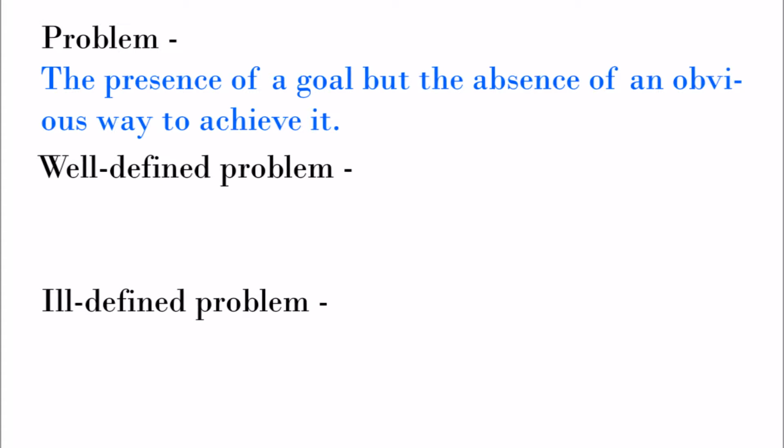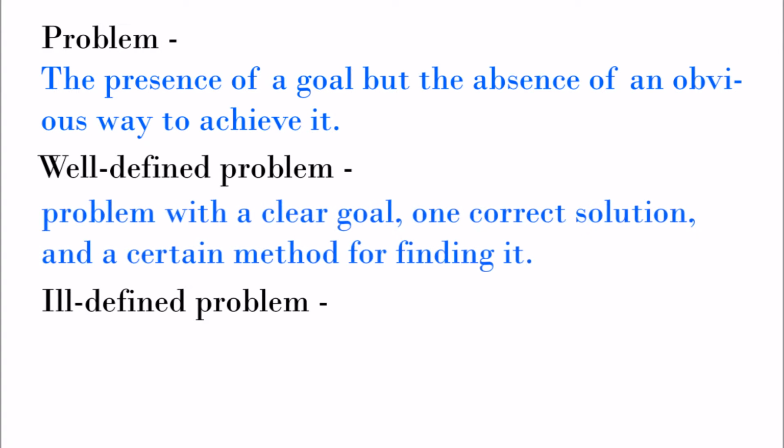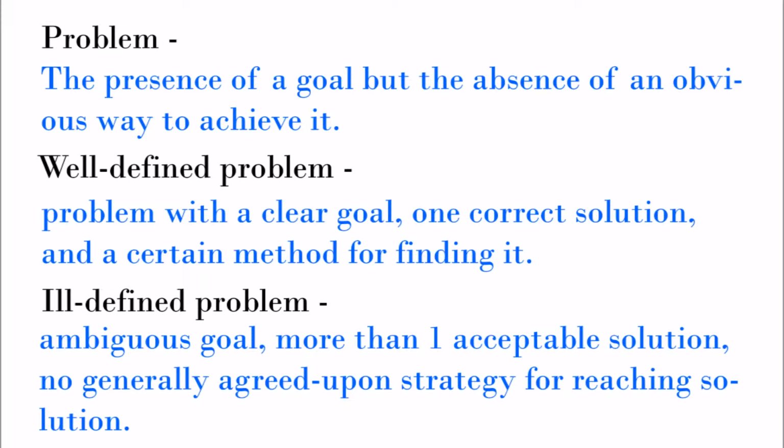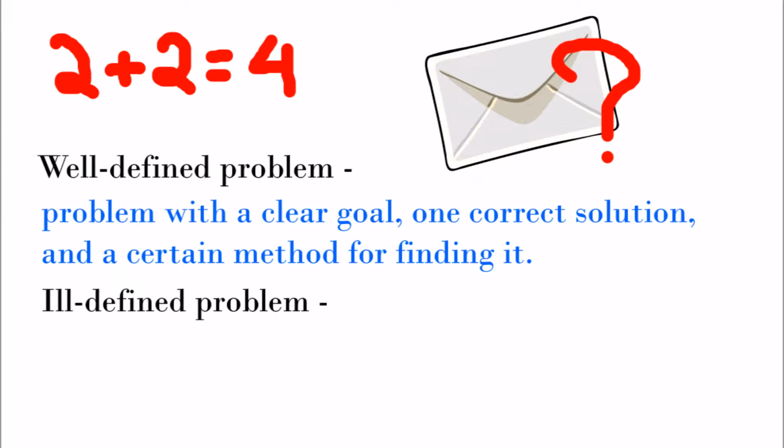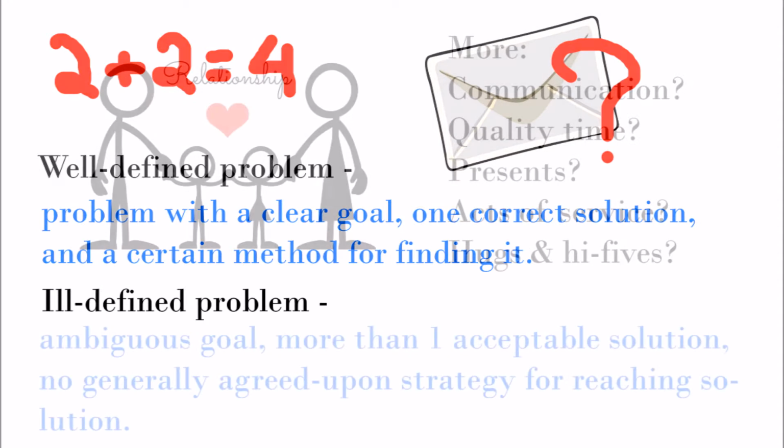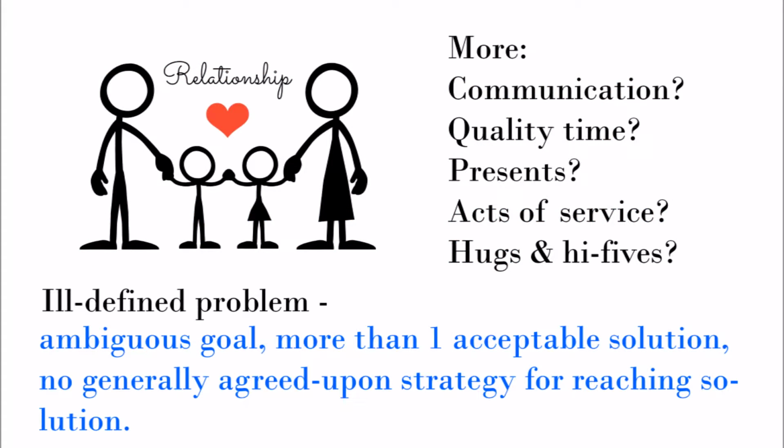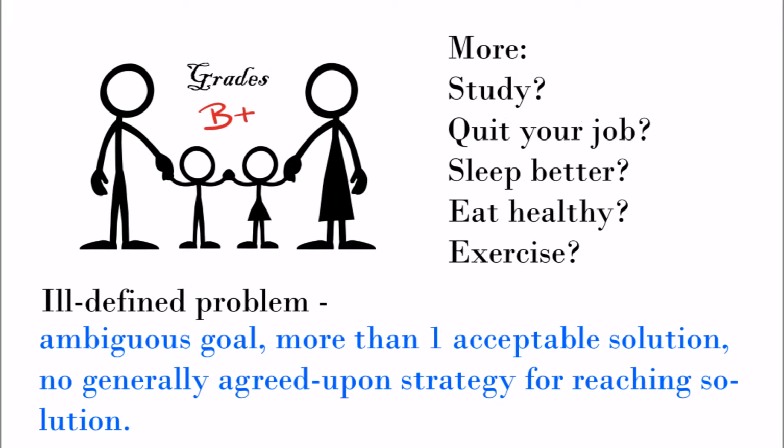The way to approach the learning of concepts is to illustrate them as problems. A problem can be well defined, which is a problem that has one correct solution or a certain method for finding it, or ill-defined, which is an ambiguous goal with more than one acceptable solution, and no general agreed-upon strategy to reach a solution. Well-defined problems have straightforward answers, such as 2 plus 2 equals 4, or asking me directly for my mailing address. But trying to improve your relationship, or how to improve your grades, that will have more debatable solutions.